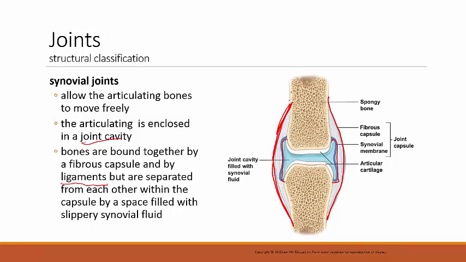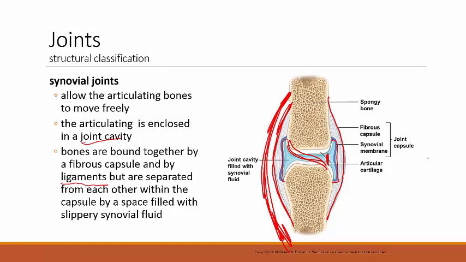So the bones are bound together by a fibrous capsule and by ligaments that are external to the capsule that reach across. So we have ligaments and the capsule that are holding it together. Sometimes the ligaments can be internal as well. And the bones are separated. There's a slight distance between them by a space here, inside the capsule, that is filled with the slippery synovial fluid.